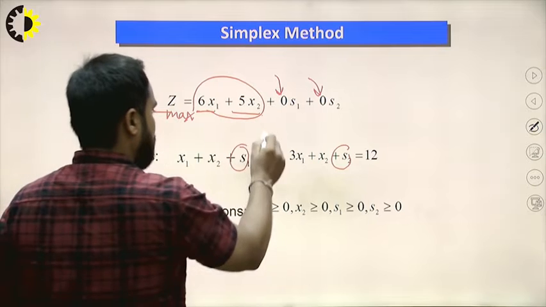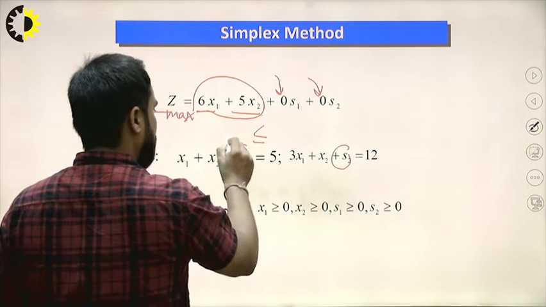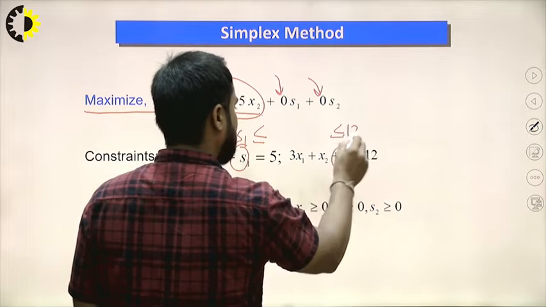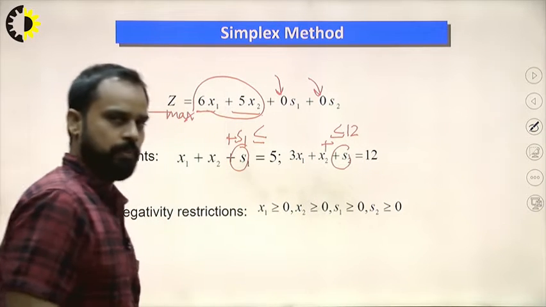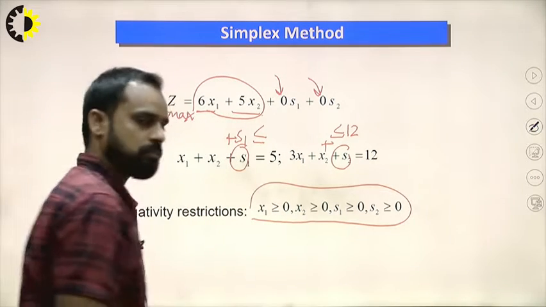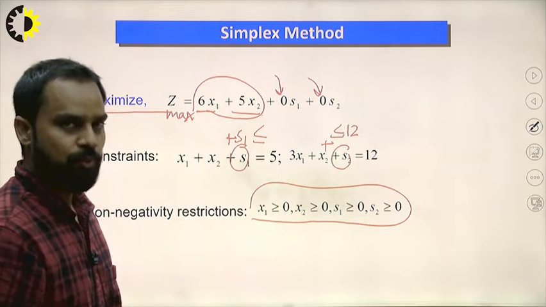Because the constraint is of less than or equal to type, that's why we are adding a slack variable. This constraint is also of less than or equal to type, that's why we are adding slack variable s2. Now the number of variables has moved to 4. Number of variables is 4, right?